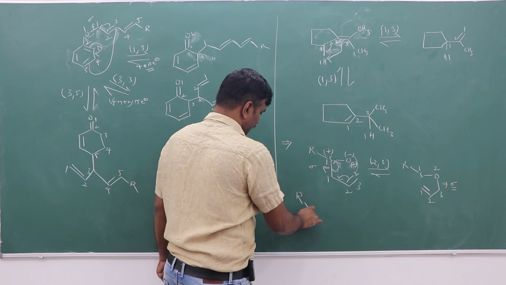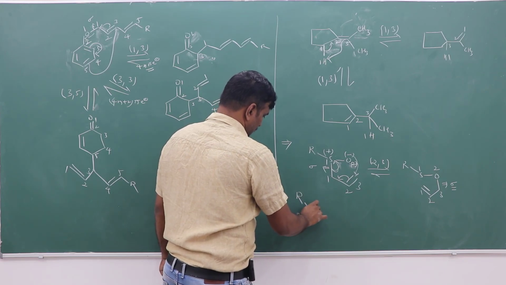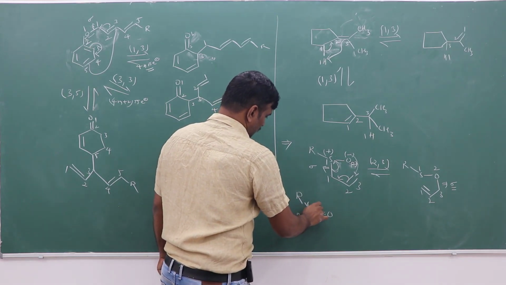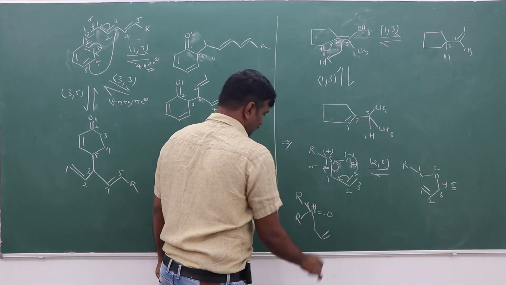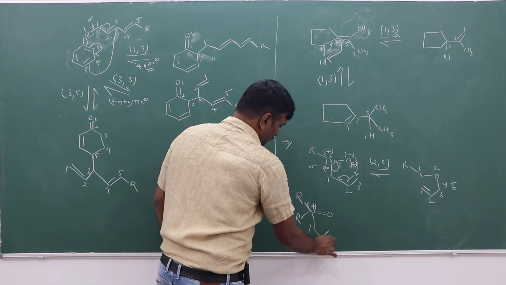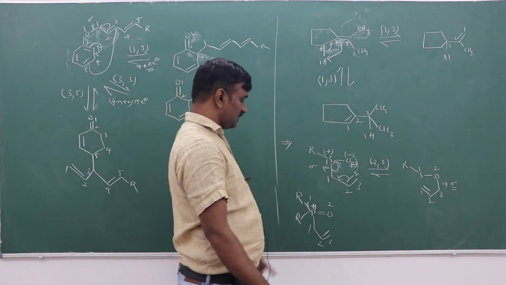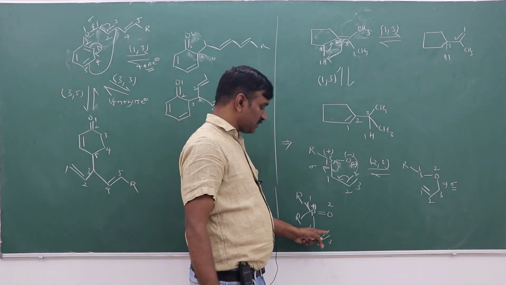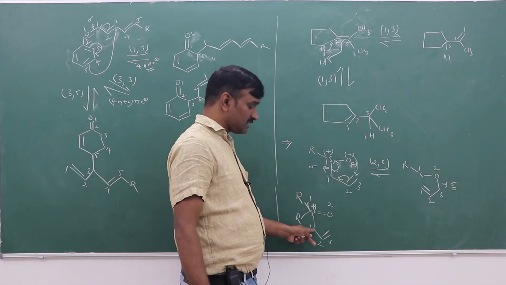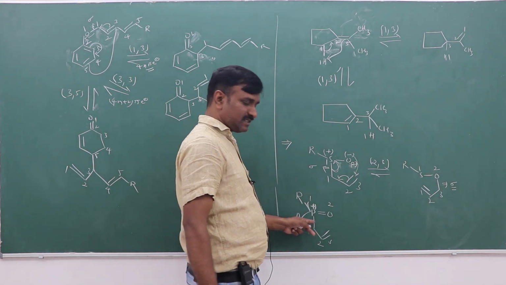Or P plus double bond O here. 1, 2, 3 and 1, 2 numbering is given. This is the migrating sigma bond. With respect to the unsaturation, the saturated position, that saturated position's attached sigma bond is the migrating sigma bond.